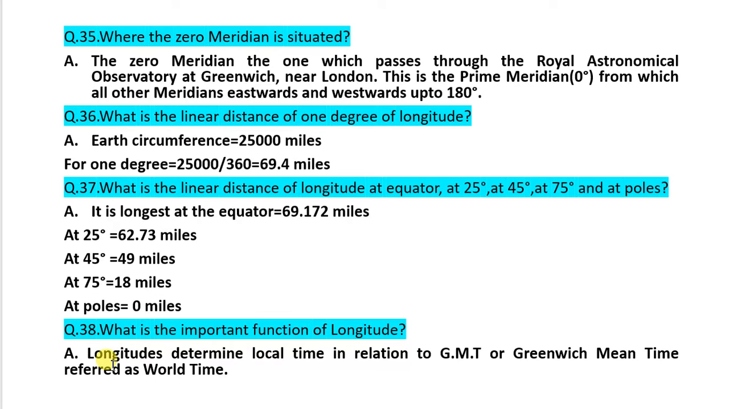The function of longitude is, longitude determines local time in relation to GMT, Greenwich Mean Time, referred as world time. The whole world sets their watch from this GMT.